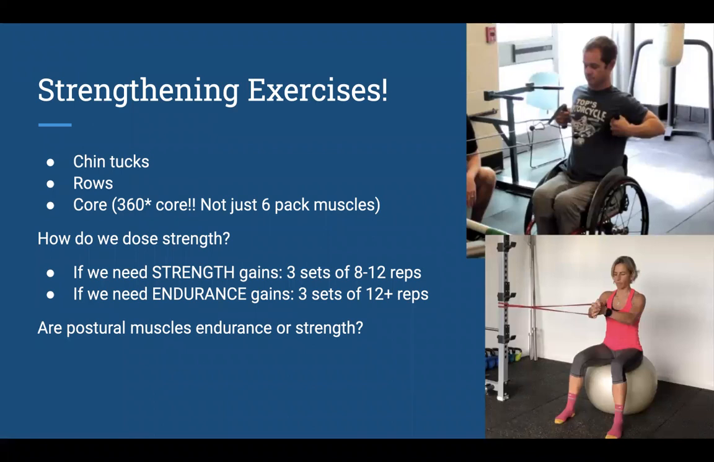For the muscles that live between our shoulder blades, which are responsible for helping us to maintain that more open chest posture, which helps us to expand our thoracic cavity, we can do something like rows, which is what this person is doing up in the top picture. So doing things like bringing our shoulder blades together.